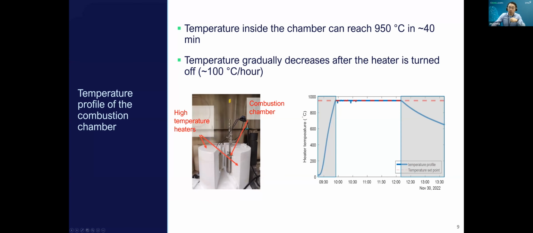So this is the temperature profile inside the combustion chamber, and as you can see here, the inside temperature can reach 950 degrees Celsius in about 40 minutes, and then it stays constant. And when we turn off the heater, the temperature starts to decrease slowly at a rate of about 100 degrees Celsius per hour.